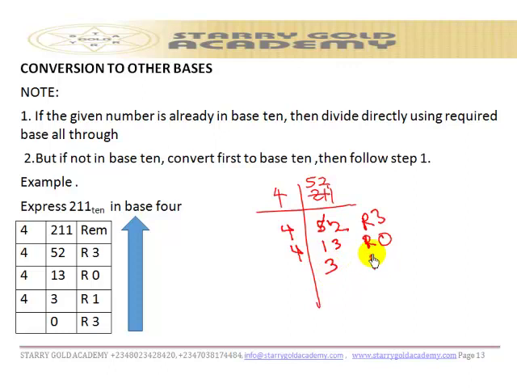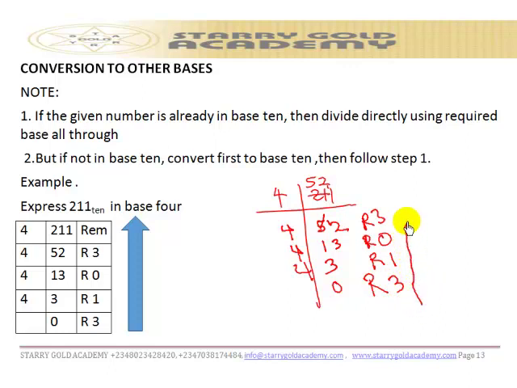You have remainder 1. 4 in 3 is not possible. 4 cannot go in 3 because 4 is greater than 3. So because 4 can't go in 3, you write 0 and then you put your 3. So 4 in 3 is 0, remainder 3.